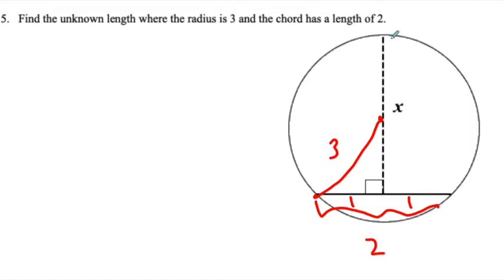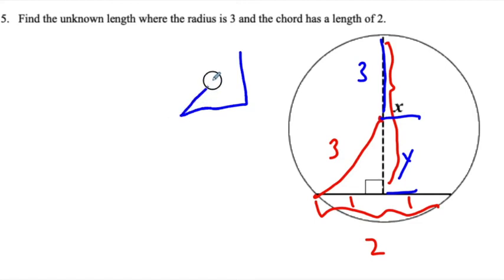Now x is this whole distance. And if you look carefully, part of that distance is the radius. So we know that that piece is 3 plus whatever this is. I've already used x, so let's call it y. So that means we're looking at a right triangle where the hypotenuse is 3. We're trying to figure out this leg, and this leg is 1.